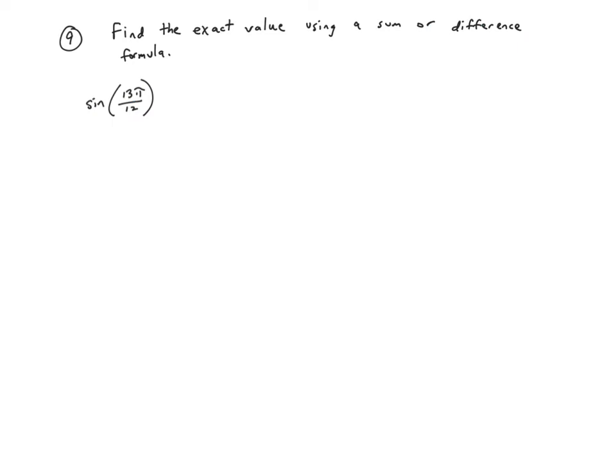Number 9. Find the exact value using a sum or difference formula, the sine of 13 pi divided by 12. Our strategy is to write 13 pi divided by 12 in terms of two angles that we know on our unit circle. Our math tip was to pick two angles that we know will reduce. For example, 9 pi over 12 plus 14 pi over 12 will work, and both of those angles reduce to 3 pi over 4 plus pi over 3.